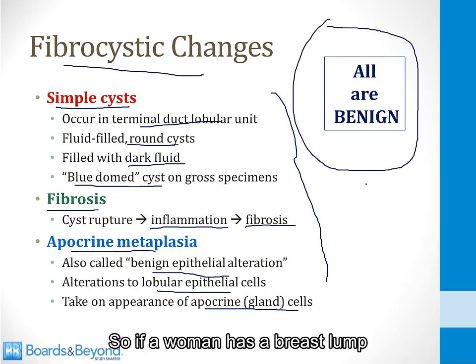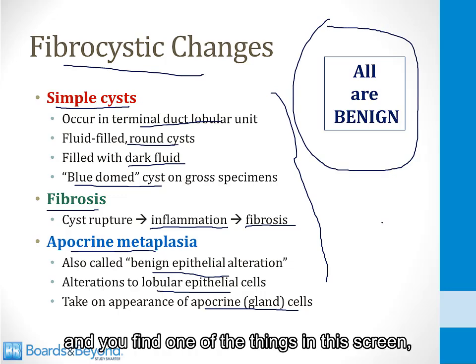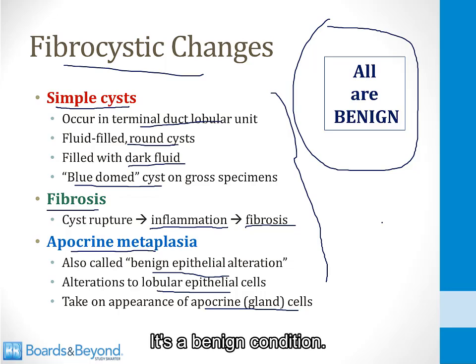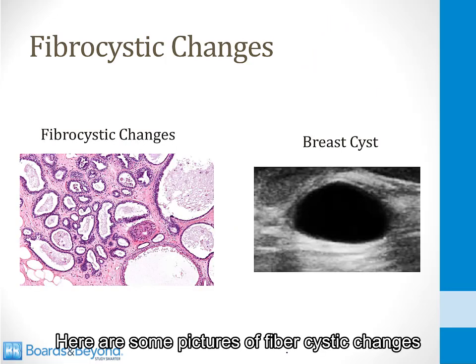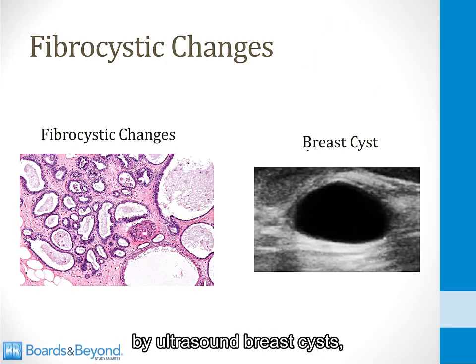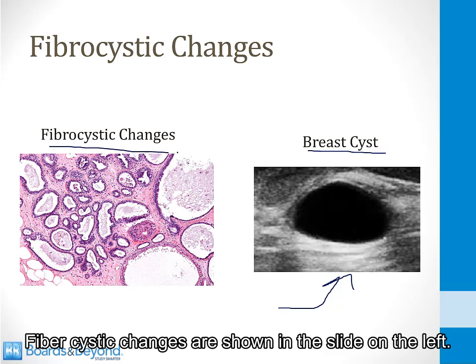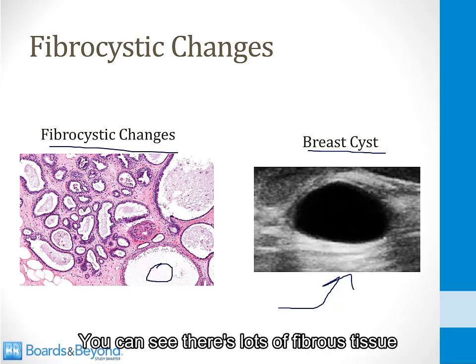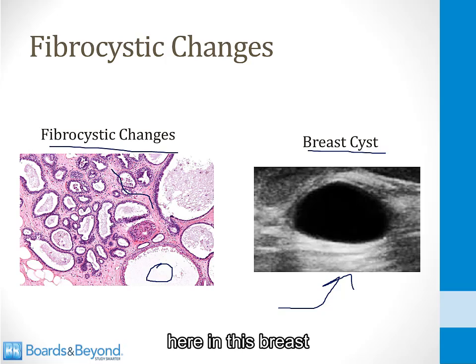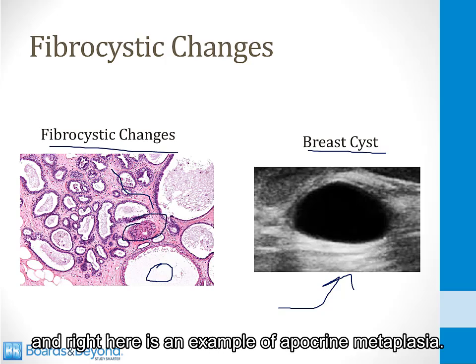So if a woman has a breast lump and a biopsy is done and you find one of the things on this screen, that is good news, it's a benign condition. Here are some pictures of fibrocystic changes by ultrasound. Breast cysts just look like black holes here, like you see on the screen. Fibrocystic changes are shown in the slide on the left, so this is a big cyst here. You can see there's lots of fibrous tissue here in this breast, and right here is an example of apocrine metaplasia.